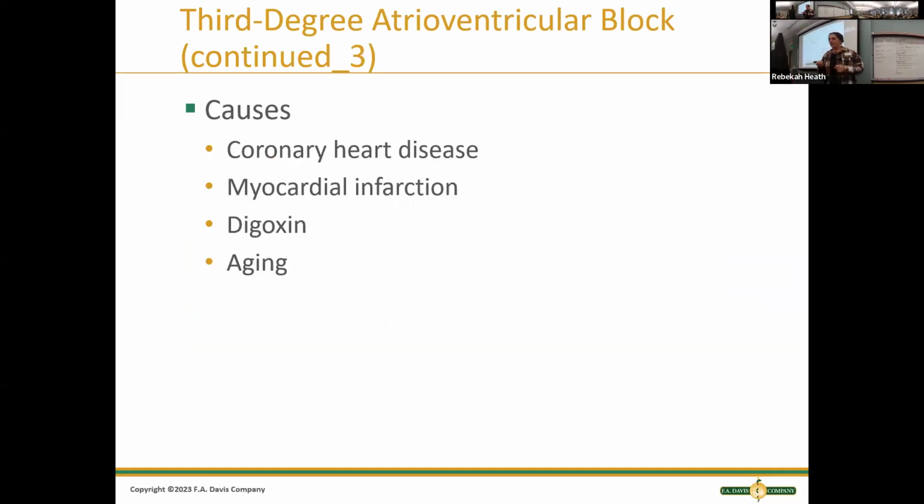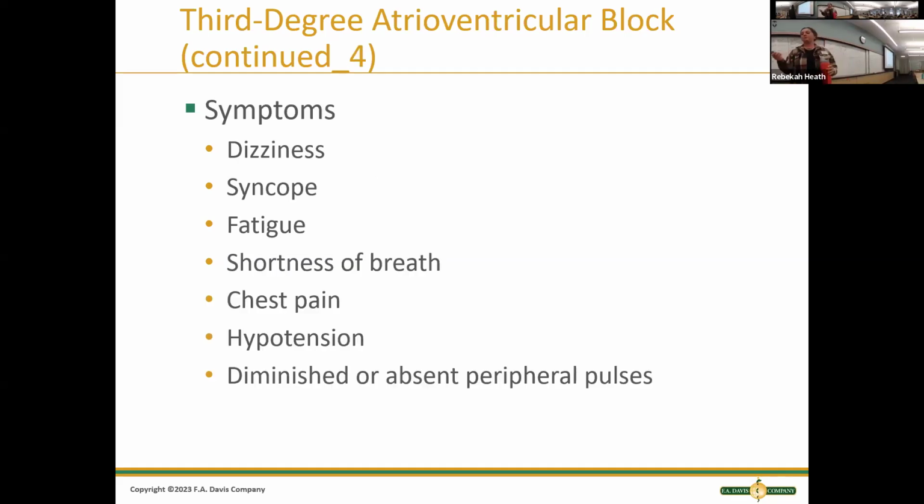Talked about this. So causes, it could be from like a heart attack. It could be from some of the medications like digoxin, too much digoxin. Sometimes with aging, right? Our muscles, our organs tend to start breaking down after time. And this could happen as we age. Symptoms, dizziness, syncope or fainting, shortness of breath.